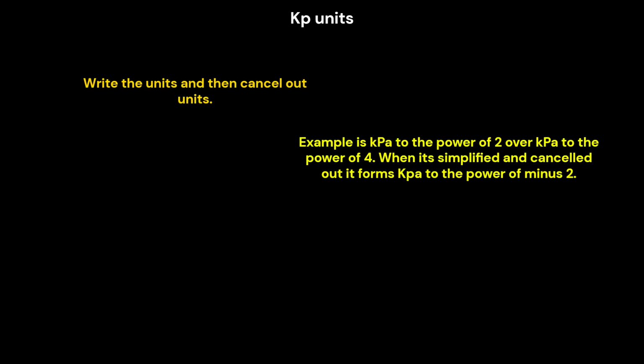Kp units. Write the units and then cancel out units. An example is kPa to the power of 2 over kPa to the power of 4. When it's simplified and cancelled out, it forms kPa to the power of -2.